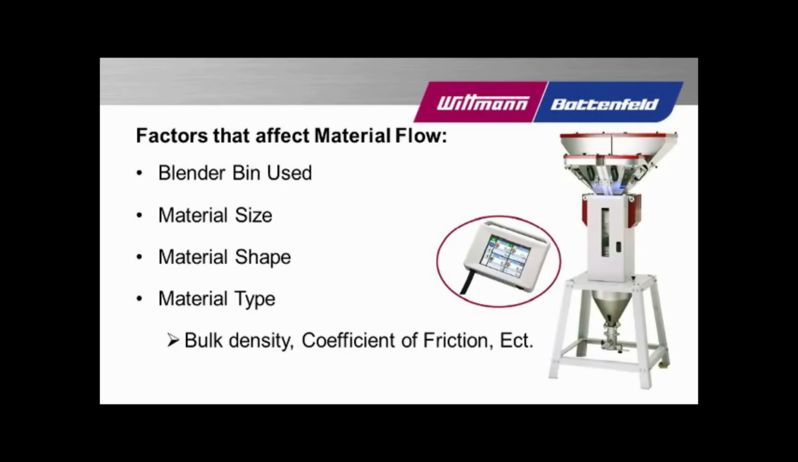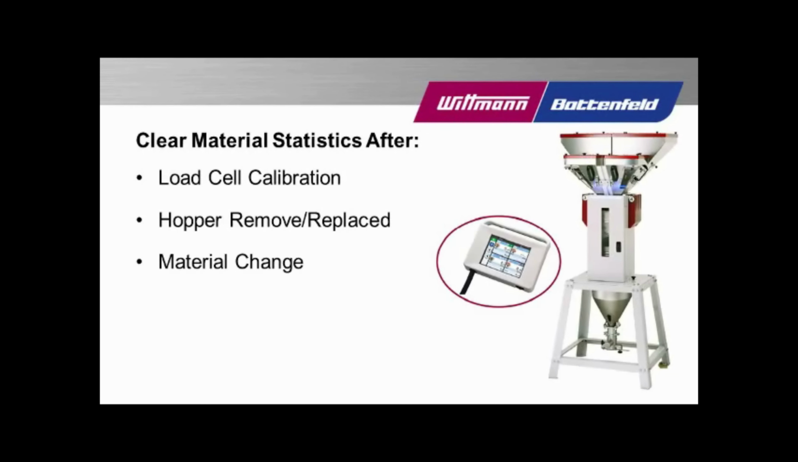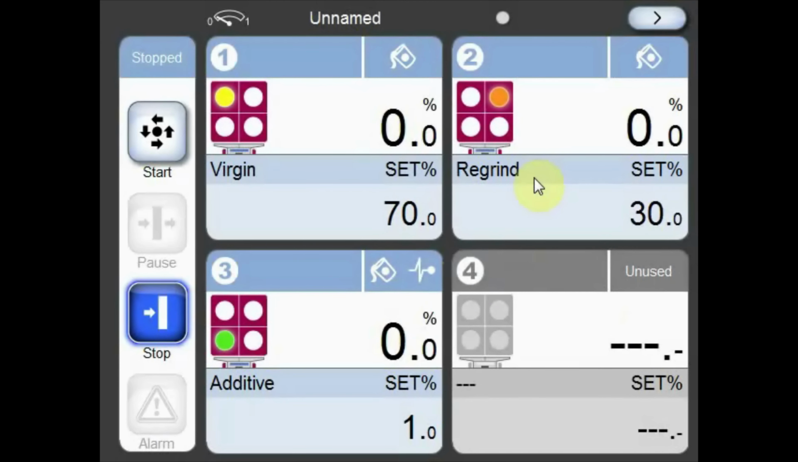used. Due to these factors, it is recommended that the material statistics be cleared every time the load cells are calibrated, anytime a hopper is removed, or a material is changed. To clear the material statistics, you will need to do the following.